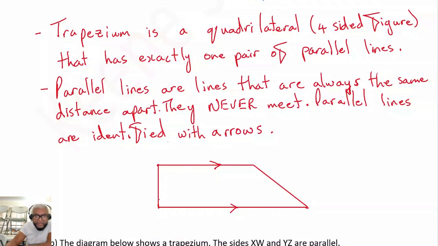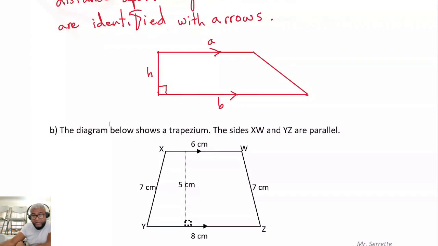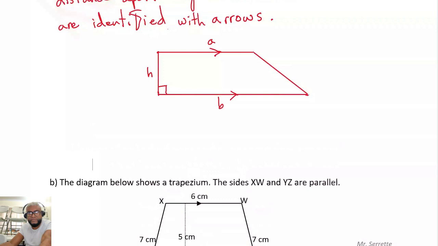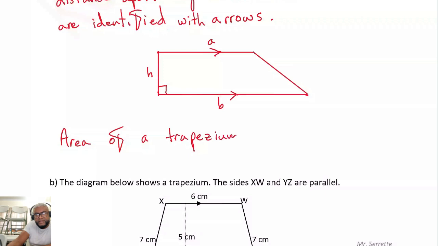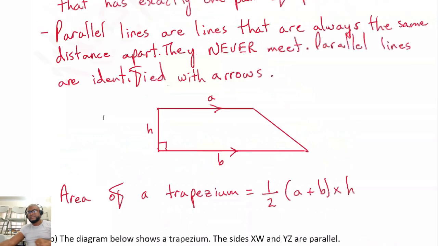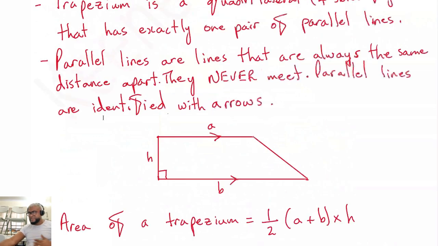Right. So this is a trapezium here. For the trapezium, we call the two parallel lines a and b, and our perpendicular height would be the height of the trapezium. So the formula for the area of a trapezium is equal to half of the sum of the two parallel lines, multiplied by the height. Okay, that's my formula for the area of a trapezium, right?